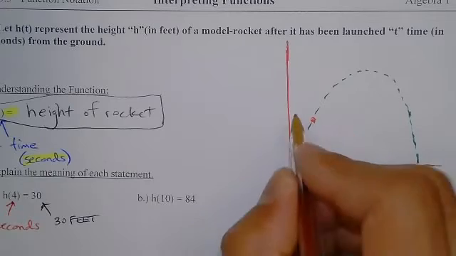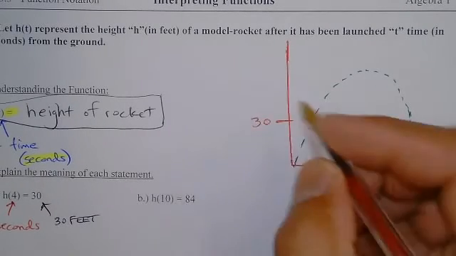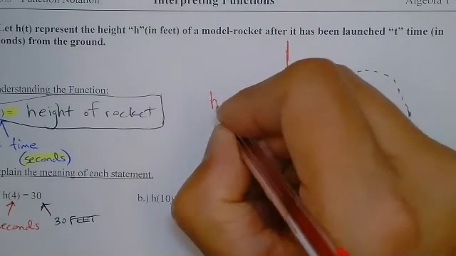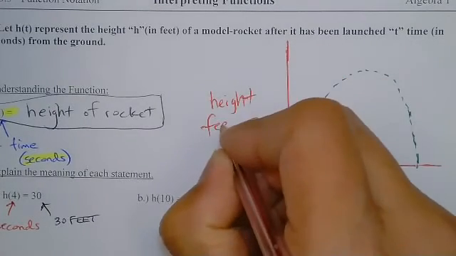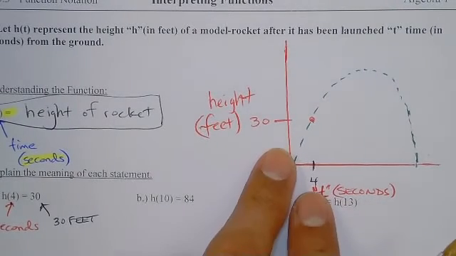After 4 seconds, it was what? Let's say it hits right here. After 4 seconds, it was what? 30 feet. So this is 30, and then this over here is what? Feet, right? This is feet. Or this is the height, right? The height, but it's in feet.